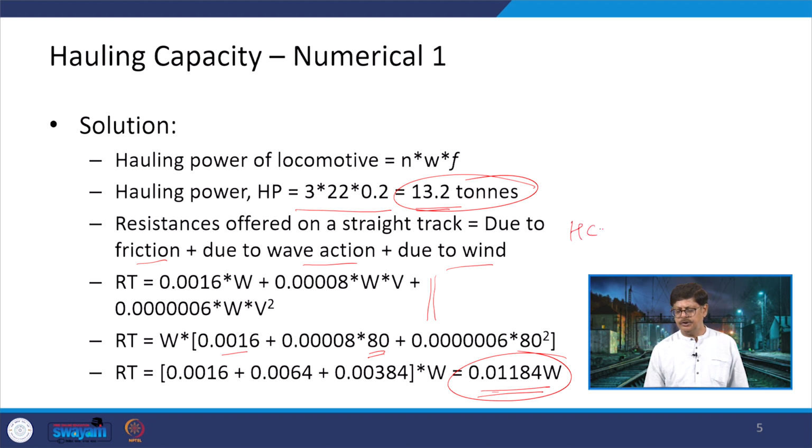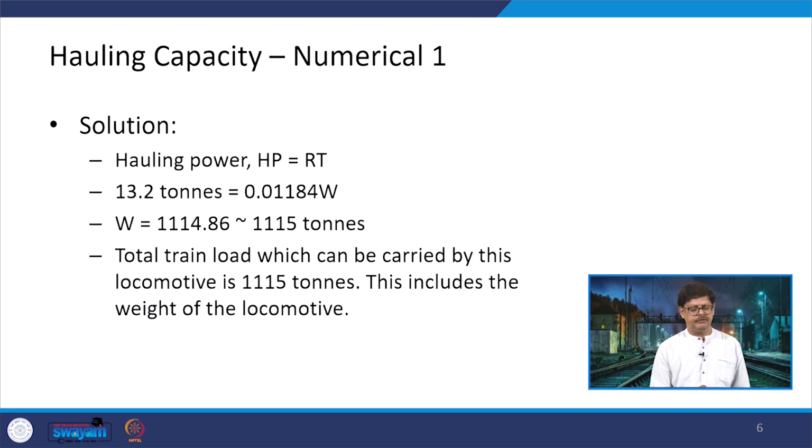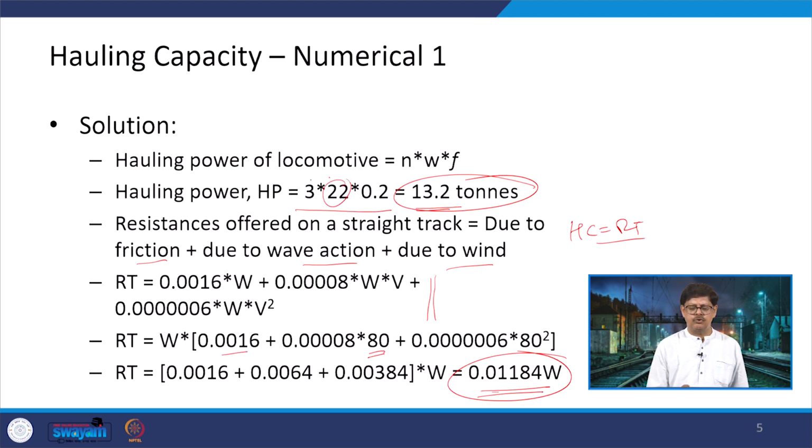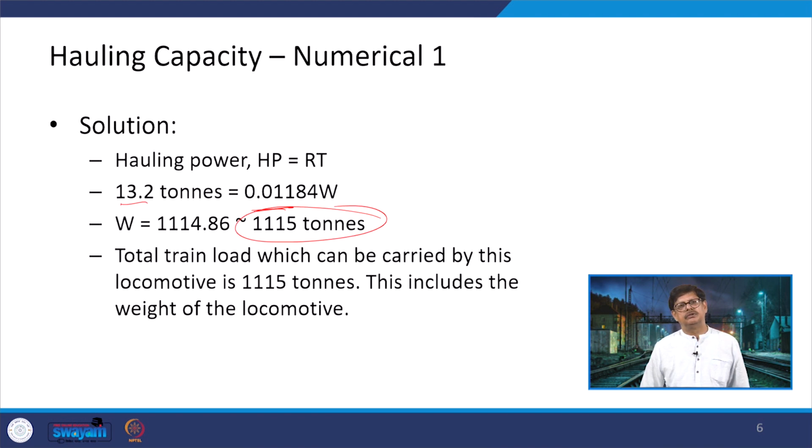So, we have this hauling power and we have this total rolling resistance. Now we are going to equate these two, SC and RT. When we equate these, we get 13.2 is equal to 0.01184 W. This gives us a load of 1115 tons. It means for the given conditions, the locomotive having 3 driving pairs and an axle load of 22 tons on each driving wheel is going to take a load of 1115 tons as the total of the train. That means it includes the load of the locomotive and the loads of the wagons.